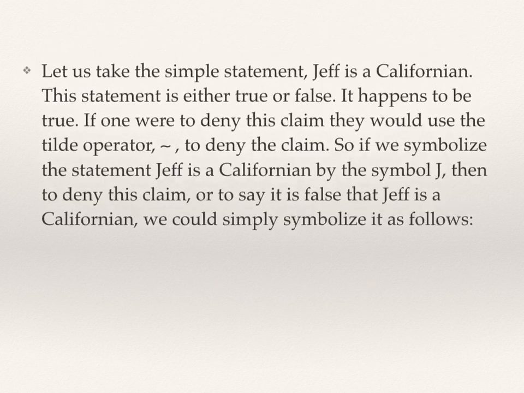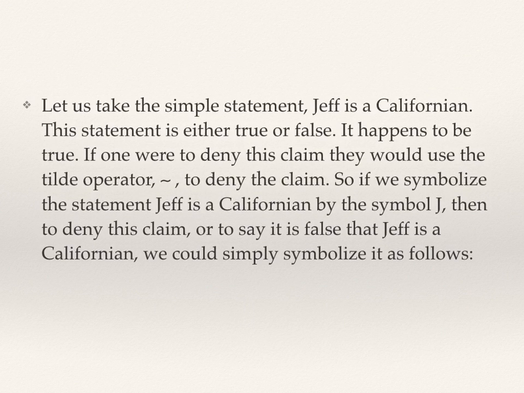So let us take a simple statement, Jeff is a Californian. This statement is either true or false. That happens to be true. If one were to deny this claim, they would use the tilde operator, the negation operator, to deny the claim. So if we symbolize the statement, Jeff is a Californian, by the symbol J, let's say, then to deny this claim, or to say that it is false, that Jeff is a Californian, we simply symbolize it as follows: not J. So that would be true of any statement.